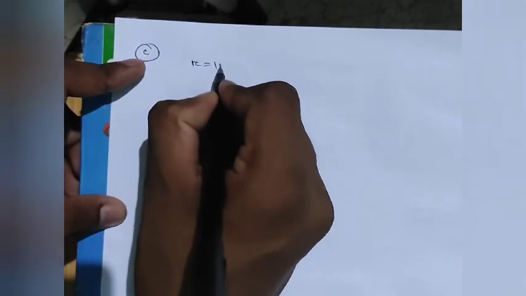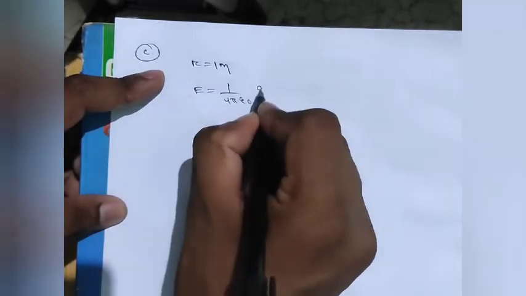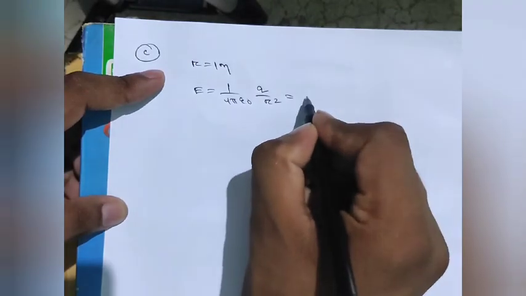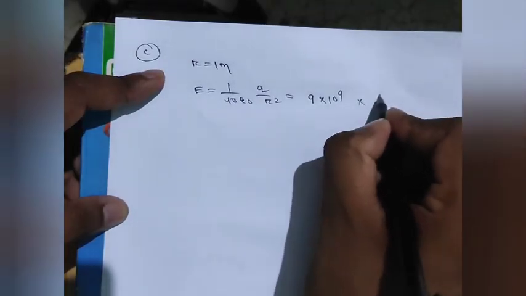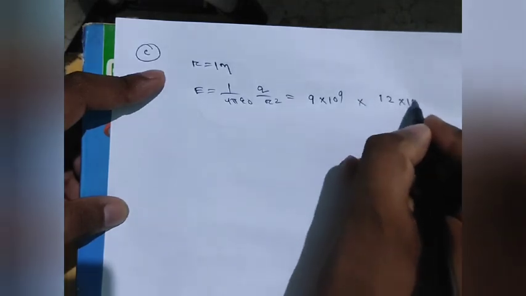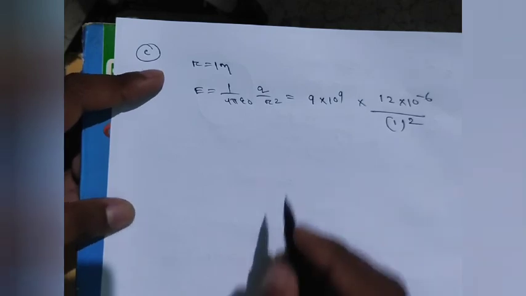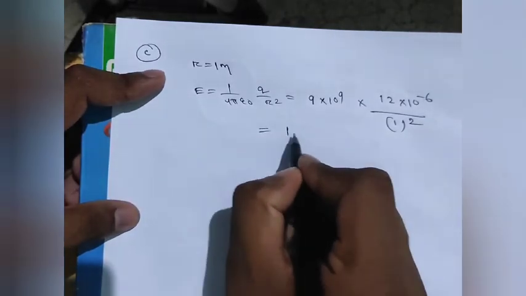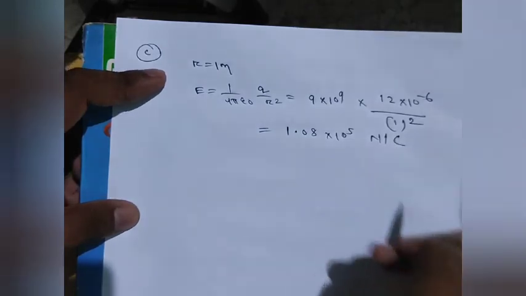Now in the third point it is asking to find the electric field at a distance of 1 meter. So r is given as 1 meter, and the electric field is 1 by 4 pi epsilon 0, q by r square. 1 by 4 pi epsilon 0 has the value 9 into 10 to the power 9. Q is given 12 microcoulomb, means 12 into 10 to the power minus 6. r is given 1, squared. It will be 1.08 into 10 to the power 5 Newton per coulomb. Is it clear?